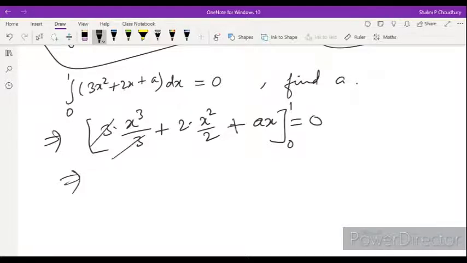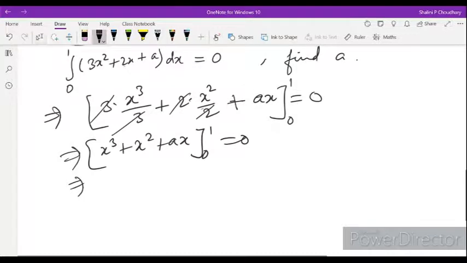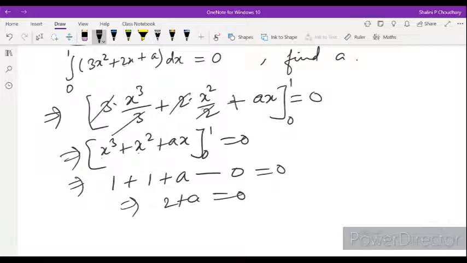It means we cancel. So x cube plus x square plus ax, 0 to 1 is equal to 0. It means x cube, that is 1 cube, 1, plus x square, that is 1 square, 1, plus a into 1, that will be a, minus the value of x as 0, then this will become 0, this will be 0, all are 0. It means 2 plus a is equal to 0. It means a is equal to minus 2. So this is the answer.